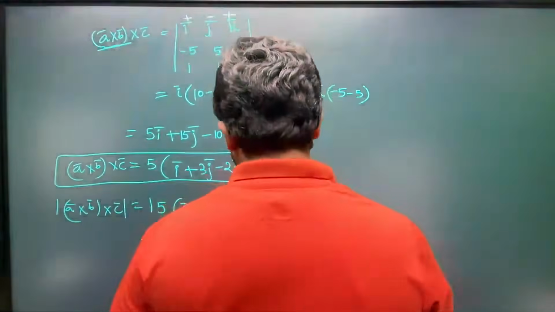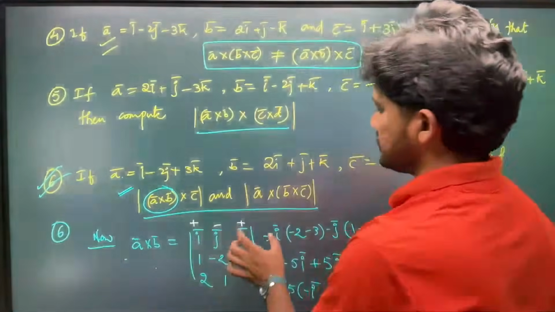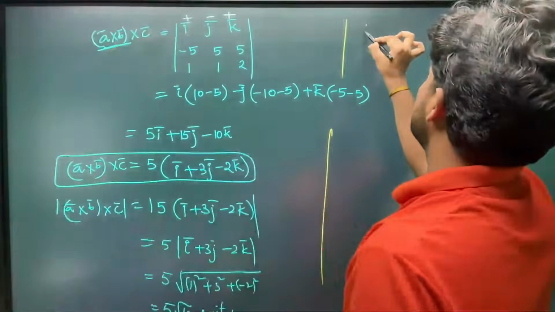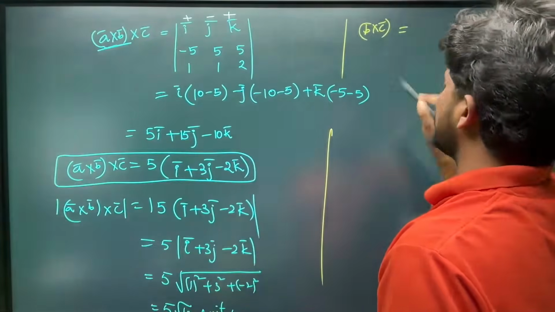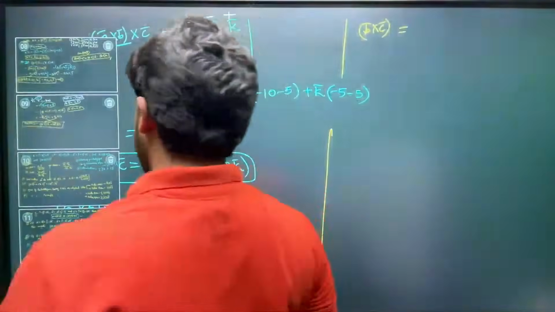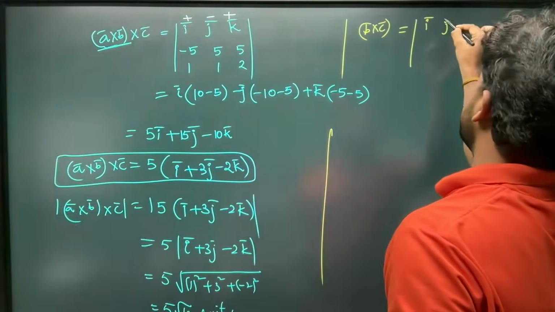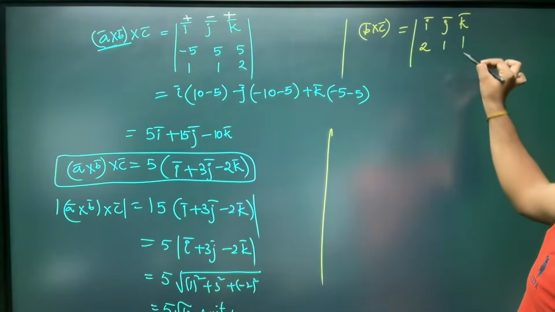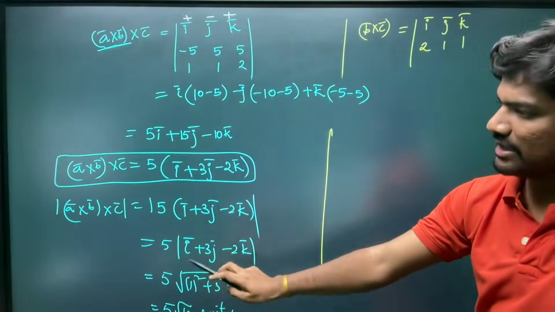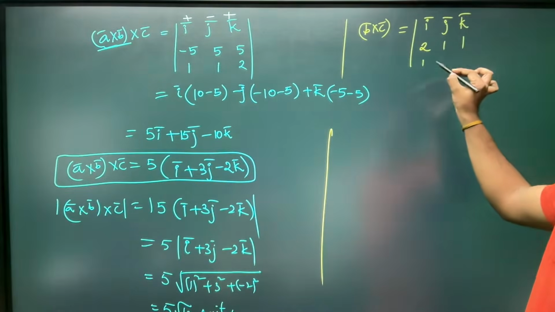So what they are asking in the next value is a bar cross b bar cross c bar. So now write b bar cross c bar. What is the b bar cross c bar value? The b bar vector, the second vector, is 2 1 1. Be careful, first row you have to fill with i bar j bar k bar only, then 2 1 1. Next the c bar values are 1 1 2.